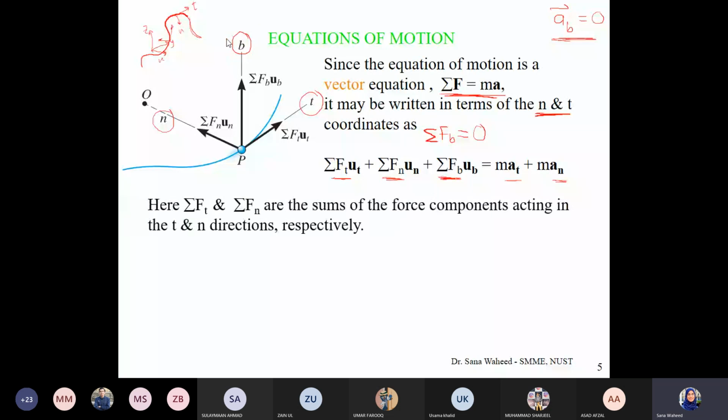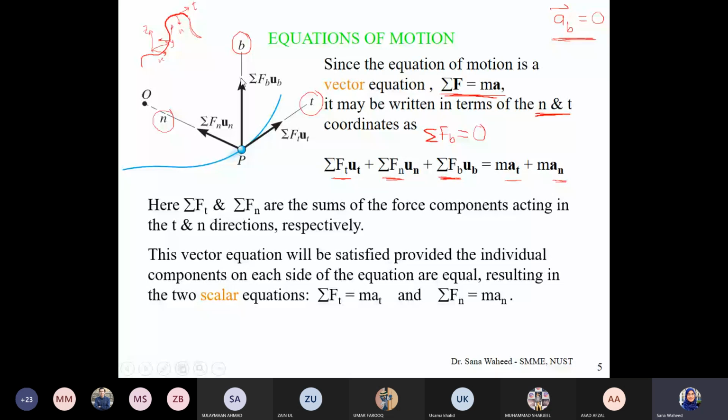Right, so we know that we can then break up this vector equation into three different scalar versions. So our scalar versions are just written here.